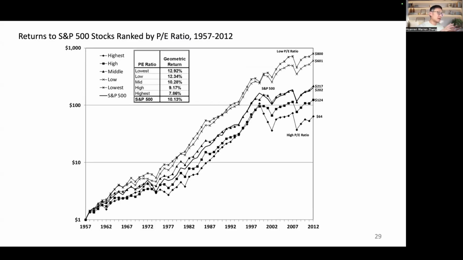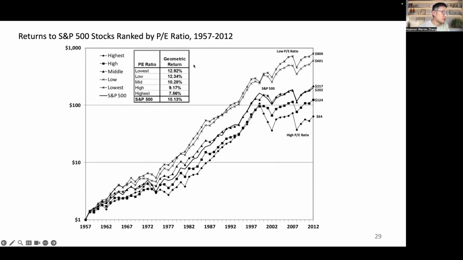Now we look at the differences in returns of the value stocks and the growth stocks on the aggregate level, right? So here we divide all the stocks in the S&P 500 based on their PE ratio, from the lowest PE ratio to the highest PE ratio, with 5 different groups. And we see here the returns of the low PE ratio stocks are significantly higher than the returns of the stocks with high PE ratio, right?